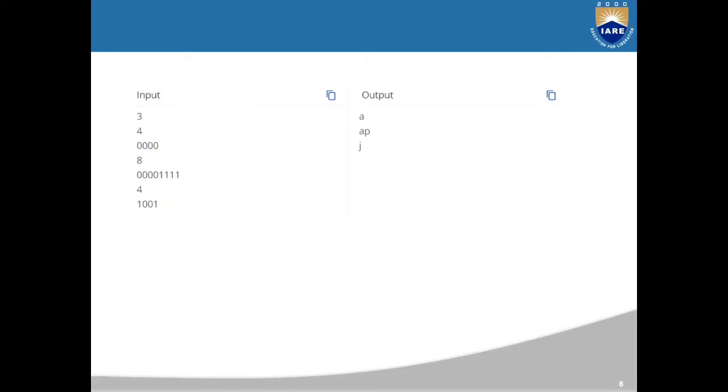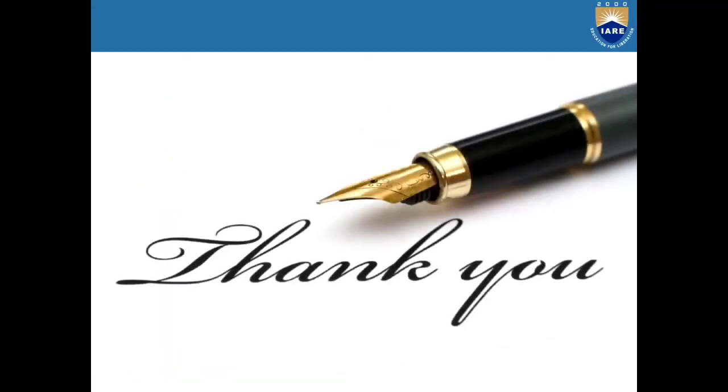We have taken input as 3 4 0 0 0 0 8 0 0 0 0 1 1 1 1 4 1 0 0 1. Then we will get output: for 4 0 0 0 it is a, for 8 0 0 0 0 1 1 1 it is ap, and for 4 1 0 0 1 we will get j. Let's see the code by using the compiler.